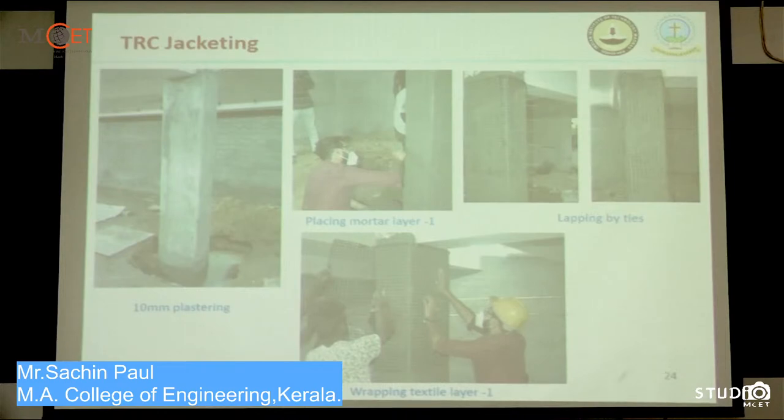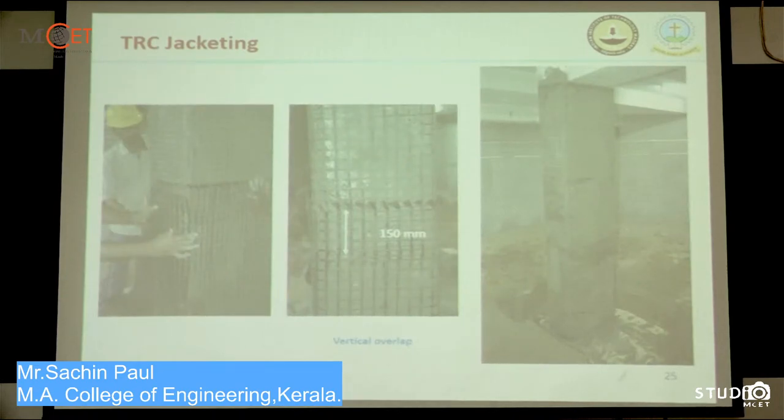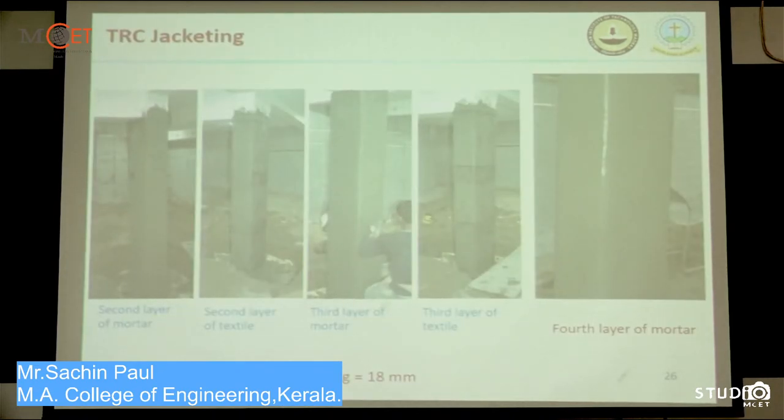So this was how we did it. We roughened the surface. We had the first layer of mesh, this was AR glass fiber mesh, and you can see the ties. These are the ties which are generally used for the installation of electrical wires. The ties are used to connect from one element to another. So this was how we checked it, and again there was an overlapping length.